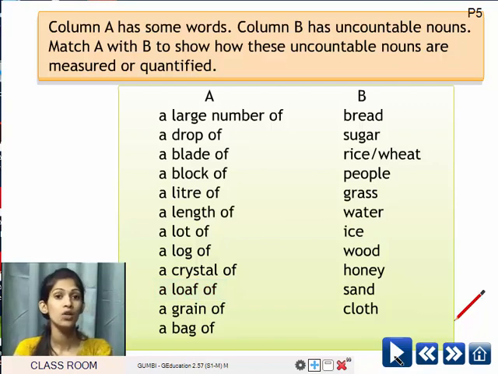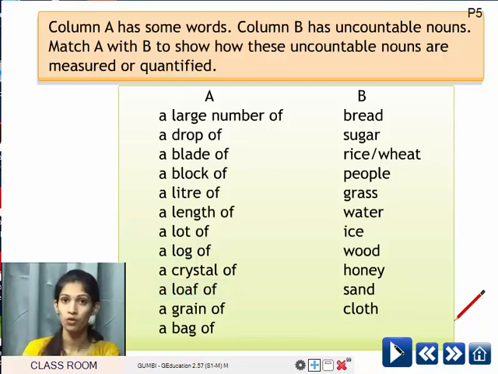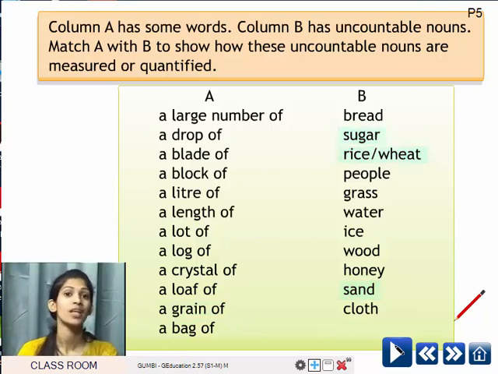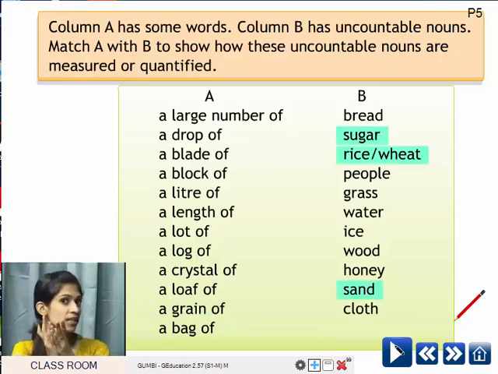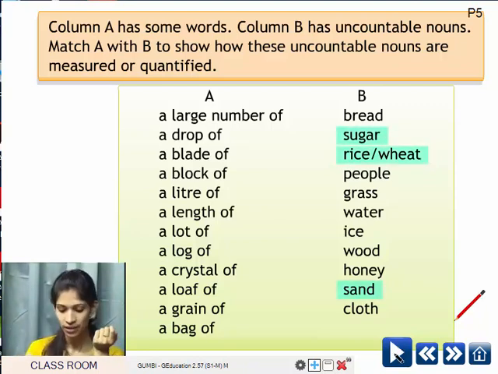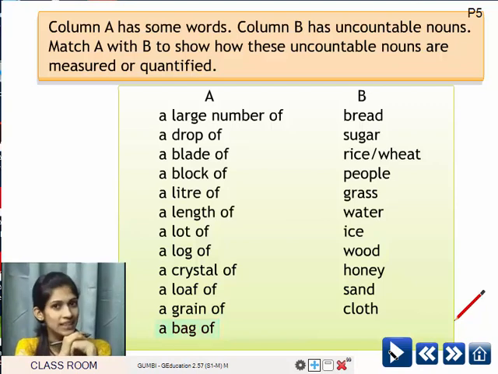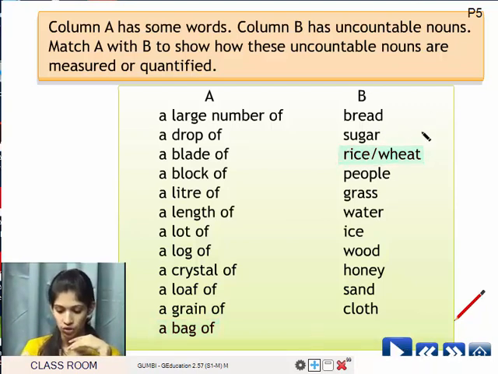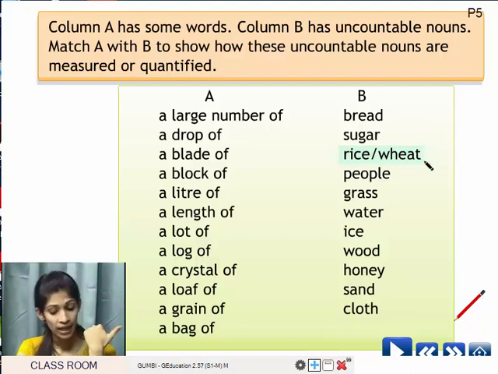Next is a loaf of bread. Next is a grain of sugar, a grain of rice or wheat, a grain of sand. Next, last one, a bag of, yes, a bag of rice or wheat, a bag of sugar.